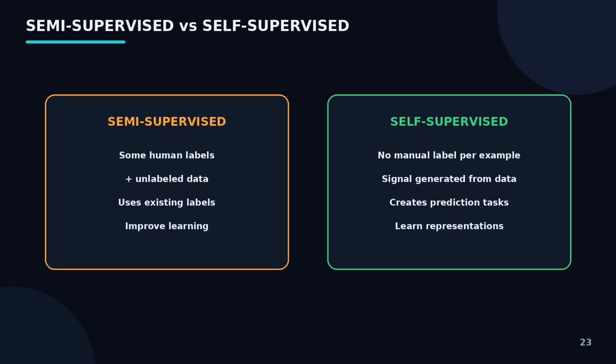These two concepts, semi-supervised versus self-supervised, are easy to confuse. Semi-supervised learning explicitly uses some labeled data together with unlabeled data. Self-supervised learning creates the training signal from the data itself. So, the key distinction is semi-supervised learning uses existing human provided labels plus unlabeled data. Self-supervised learning generates the target automatically from the raw data.